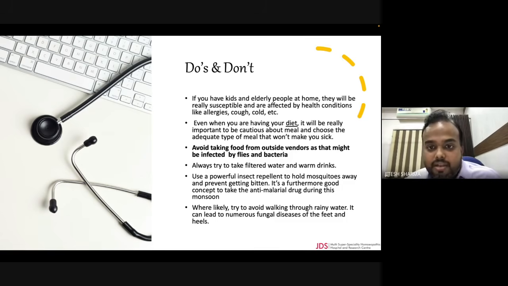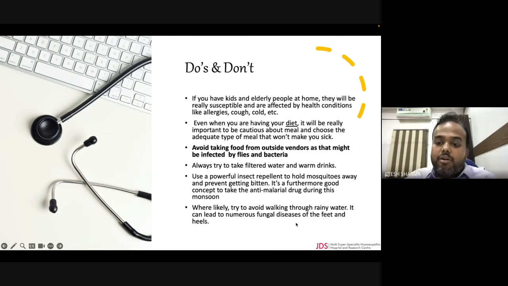So, do's and don'ts. If you have kids and elderly people at home, I'll tell them that allergy and cough can get aggravated. So avoid taking food from outside vendors, especially the gupchup lovers, the pani puri lovers. You should not eat in this weather. You get typhoid very easily, even viral hepatitis, because they are infected by flies and bacteria.